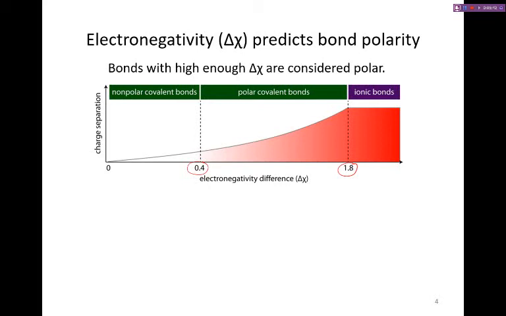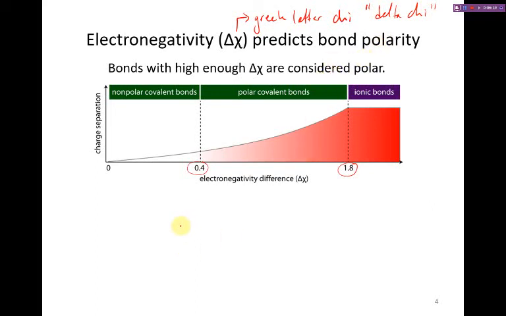Bonds exist along a continuum from nonpolar covalent bonds to polar covalent bonds, and then finally to ionic. And this is shown on the graph as the change in electronegativity increases. And if I didn't say this earlier, this is the Greek letter chi. So you might hear me refer to delta chi as being the difference in electronegativity.